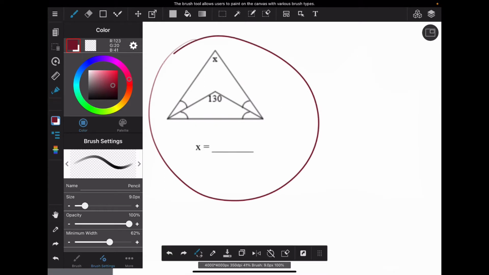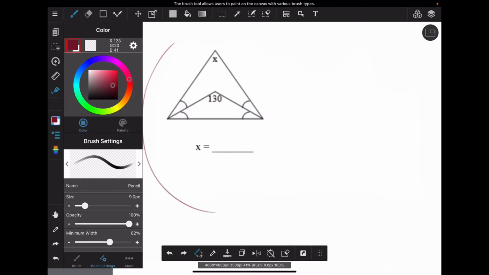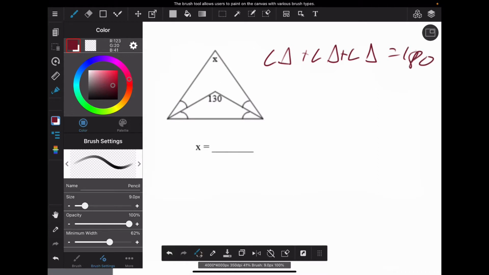So, a problem. We have a problem here. What do we know about this problem? Well, we know that angles in a triangle add up to 180. We also know that this angle here is 130. This angle here is the one that we want to find, and that all these angles here are congruent.